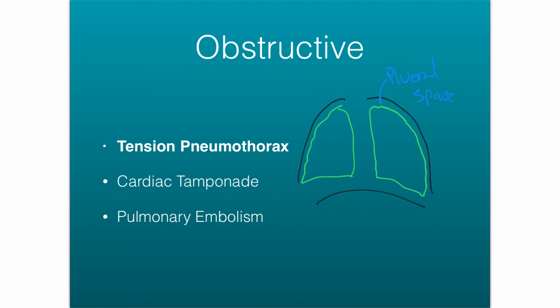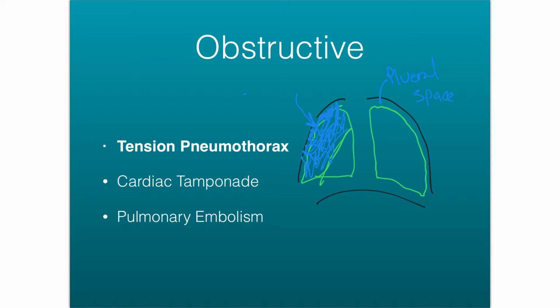So if we have a hole that appears in one of our chests, we can now begin to get air in there. So every time I take a breath in, air will get sucked in that way. Now this will begin to fill up this pleural space, and eventually it'll fill up more of it, and more of it, and more of it. And now our lung is only going to be that big because all the rest of it is filled up with air. And that would be a pneumothorax.